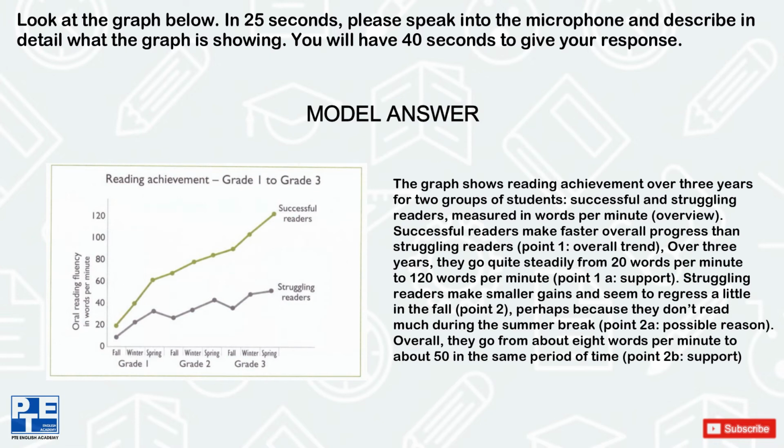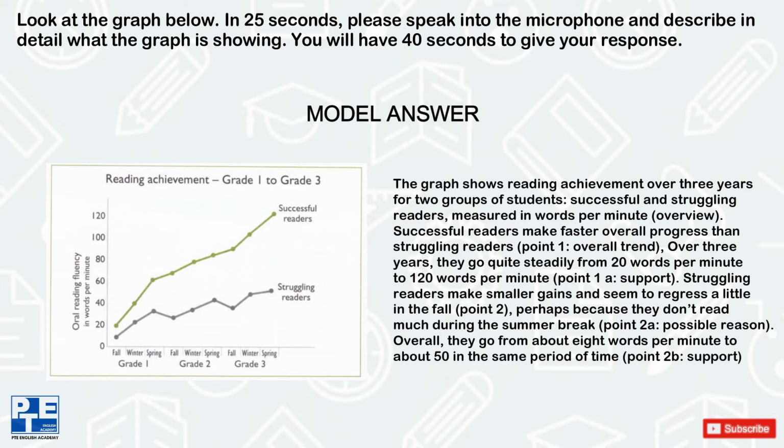The graph shows reading achievement over 3 years for two groups of students, successful and struggling readers, measured in words per minute. Overview. Successful readers make faster overall progress than struggling readers. Point 1. Overall trend. Over 3 years, they go quite steadily from 20 words per minute to 120 words per minute.